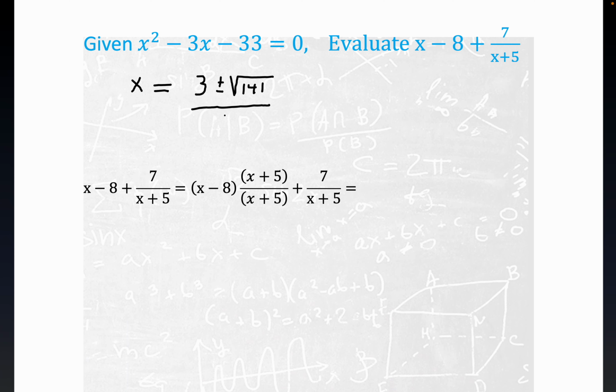Now an approach here, and not an invalid approach, would be just to take each of these values, 3 plus these conjugate surds, sometimes they're called, and substitute it into this expression x minus 8 plus the quotient 7 over x plus 5. Now, it wouldn't be so bad right here, but it would be a little bit of trouble to do it right here. So it turns out there's a better, not surprisingly, more elegant approach here.